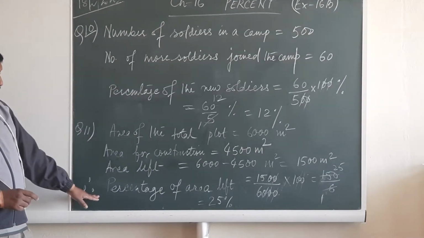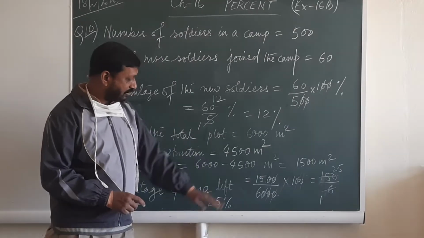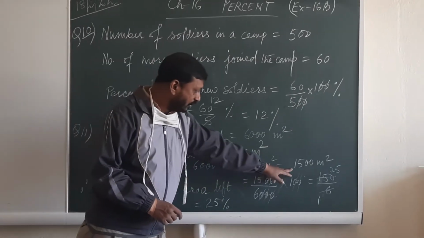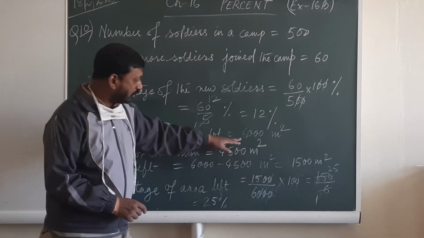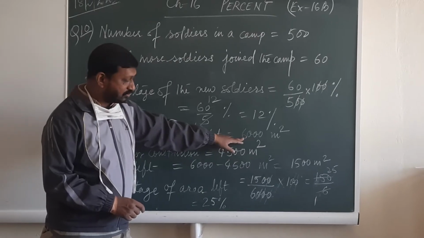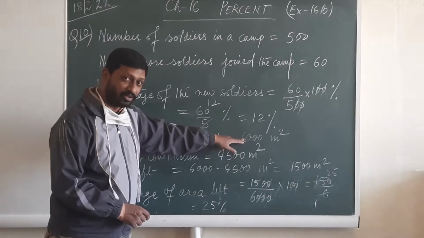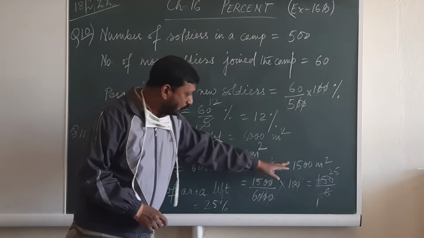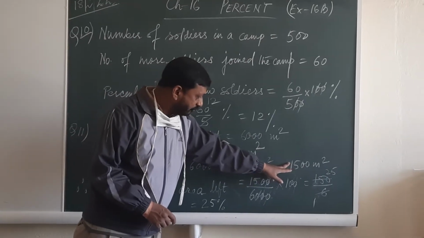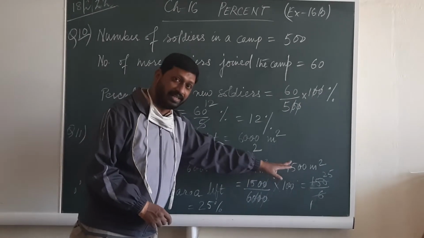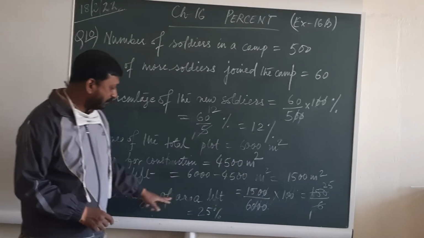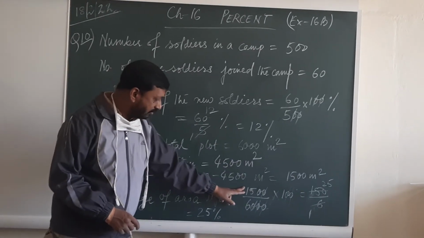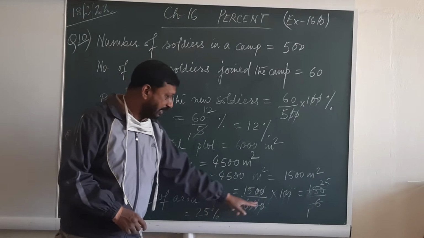Now percentage of area which is left without construction. This is the percentage of area of land which is left without construction. So that will be equal to 1500 out of what? 6000. 6000 meters square was the total area of the plot. Out of this, only 1500 meters square is left without construction. So your required percentage will be 1500 divided by 6000 into 100.